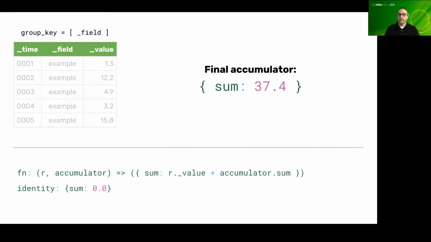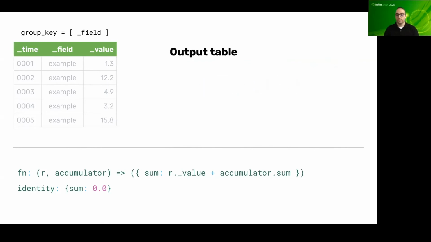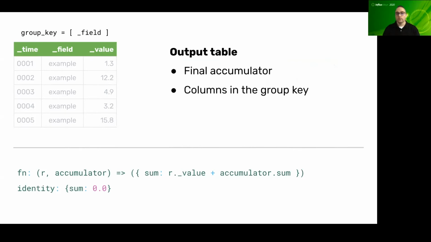When building the output table, Flux does a few things. It parses the table based off the final accumulator. So we'll include a sum column with the sum value. But it will also include columns in the group key. So in this case, it will have an underscore field column. But then it drops other columns.